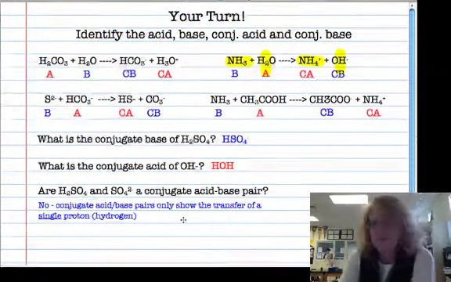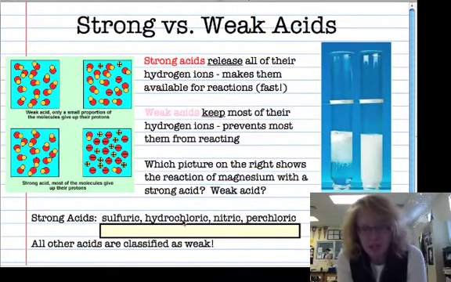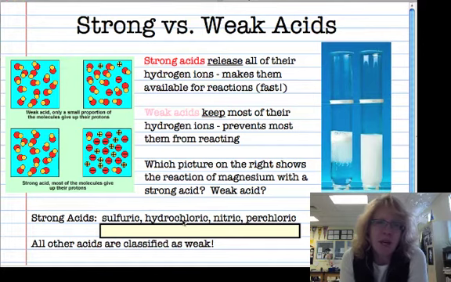All right, moving on. So let's take a look. Different topic here. It's this idea of strong and weak acids. Strong and weak acids is a little bit of a confusing topic because strong and concentrated don't mean the same thing here. A strong acid is something that ionizes completely. It releases all of its hydrogen ions. All of those hydrogen ions are available in solution to go and react with things.